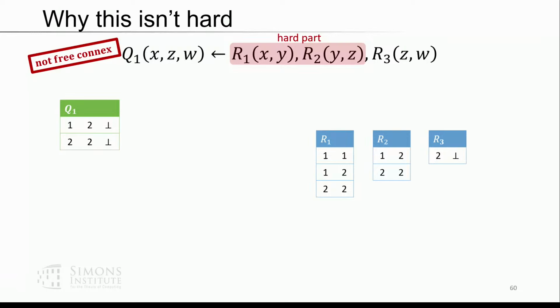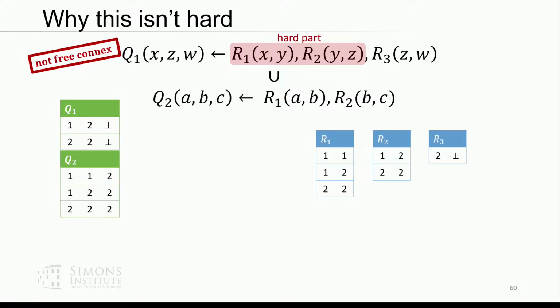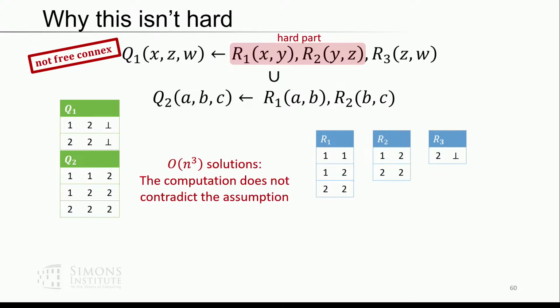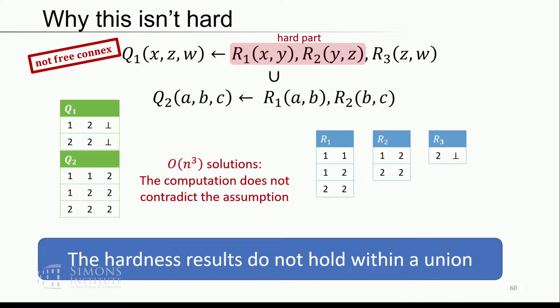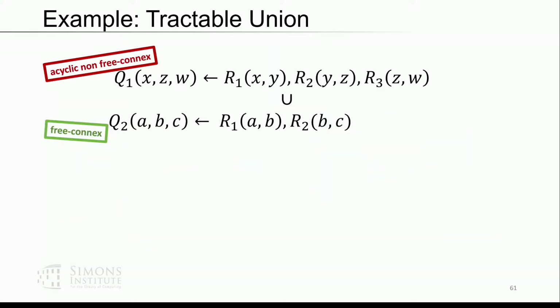But if this query is part of a union, then if we assume that the union is easy, we don't just get the answers to the first query efficiently, we get the answers to the entire union. And over this construction, Q2 has a lot of answers, a cubic number of answers. So solving the query efficiently doesn't compute matrix multiplication efficiently. So it doesn't contradict the assumption. So the hardness results don't hold when the conjunctive queries are within a union. And the query we saw right now is actually easy.